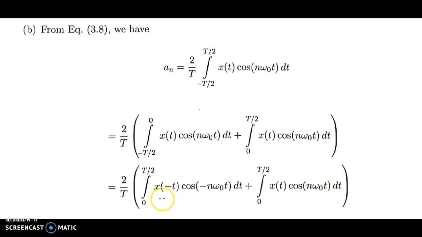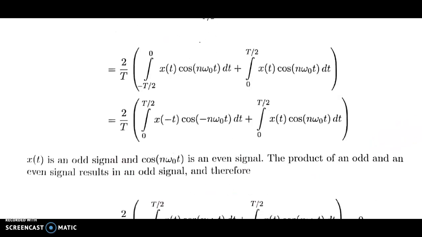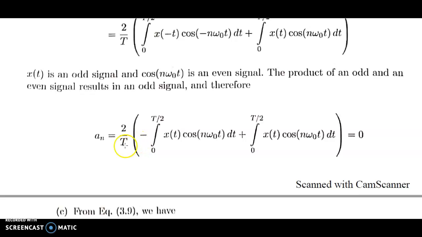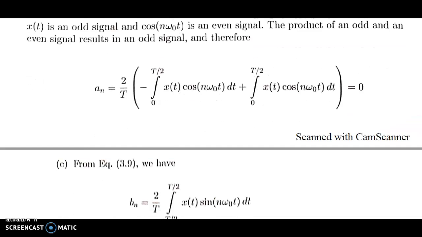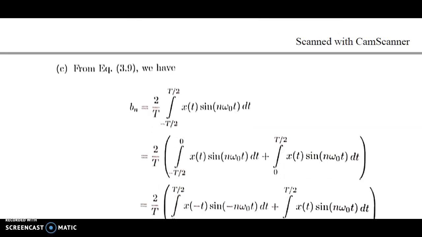Now here x of minus t, since it is an odd signal, is minus x of t, and cos minus theta is cos theta itself. Therefore in the next step what we are getting is an as 2 by T within bracket minus of integral 0 to T by 2 x of t cos n omega 0 t dt plus integral 0 to T by 2 x of t cos n omega 0 t dt, which is equal to 0. Therefore if the given signal is an odd signal, the coefficient a0 and an values are both 0.